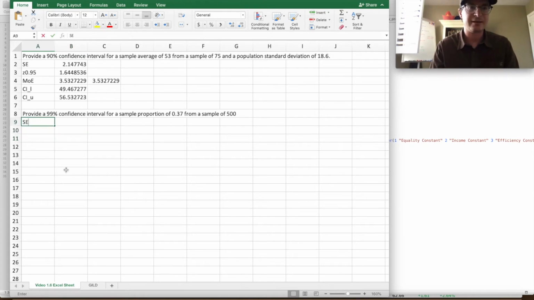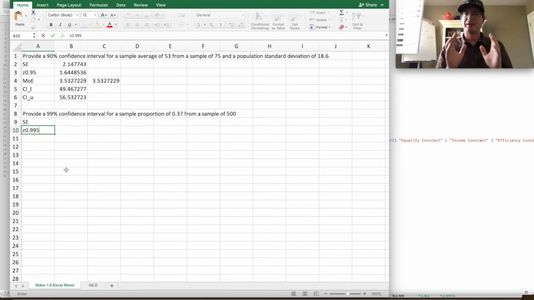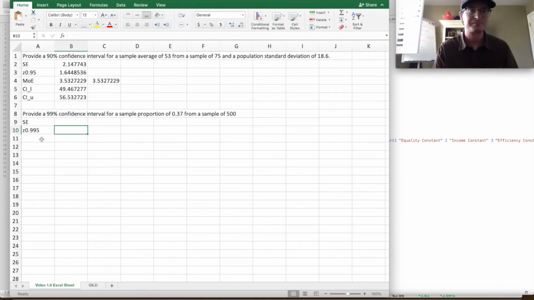So we're going to need SE. We're going to need Z, and this time I'm going to do Z 0.995 because we have 99% in the middle. That means we have 1% on the outside, which means we have 0.5% in each tail. So we have 0.5% in that upper tail. Well, what's to the left of that upper tail then? 99.5%. So that's where that 0.995 comes from.